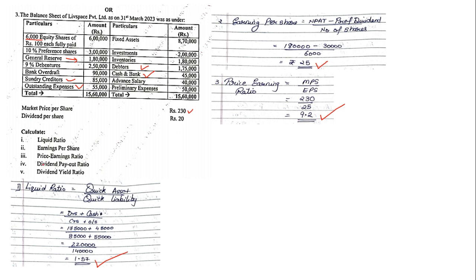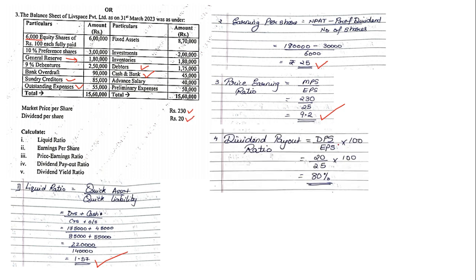Next is dividend payout ratio. Now the dividend payout ratio ka formula is dividend per share upon earning per share into 100. Dividend per share is given as 20. So we apply the formula dividend per share 20, earning per share is 25 into 100. So when you divide and multiply, you will get the answer as 80%.